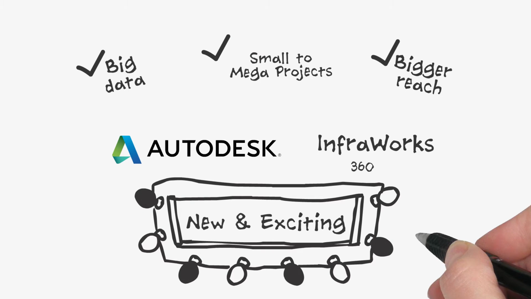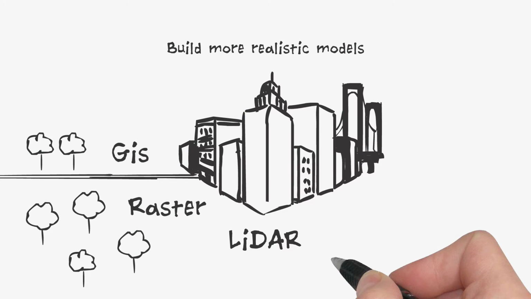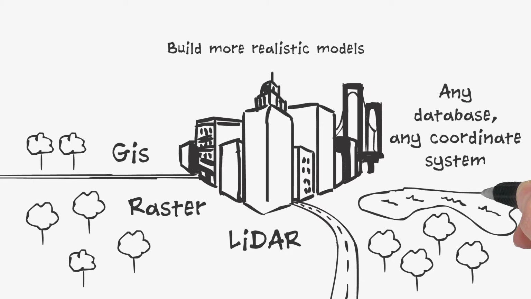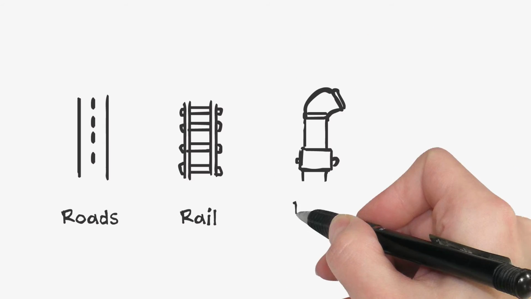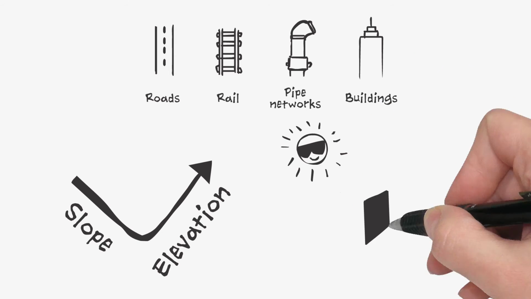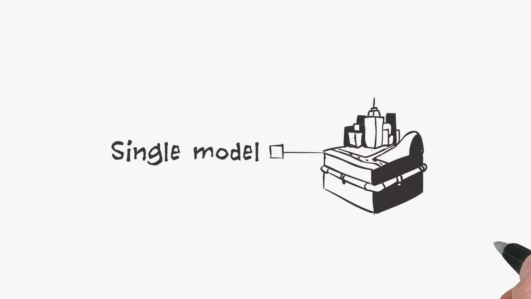Build more realistic models from existing sources such as GIS, raster, LiDAR, scan data, or virtually any database to develop early design concepts within context. Access simple yet powerful modeling tools for roads, rail, pipe networks, and buildings. Analyze slope, elevation, sun and shadows, cut and fill, and more. And explore multiple scenarios in a single model.